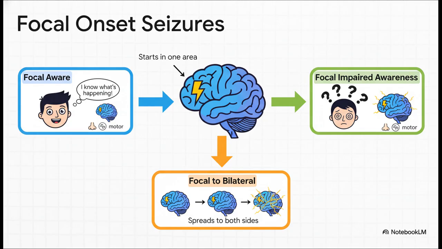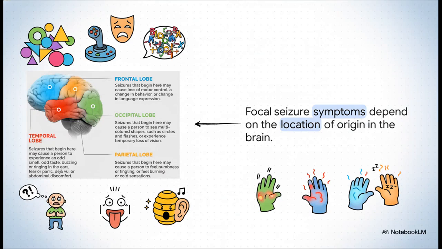And there's one more possibility. Sometimes, a seizure starts out focal, but then it spreads and takes over both sides of the brain. That one's called a focal to bilateral tonic-clonic seizure. And this slide is brilliant because it shows you why the symptoms of a focal seizure can be so different from person to person. It all comes down to location, location, location.